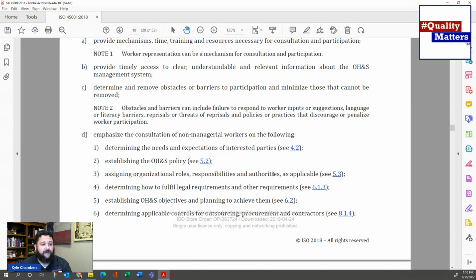Assigning organizational roles, responsibilities, and authorities. You don't think about this a lot, but like with the example of communication with a super, he needs to know what he is and is not authorized to do. These things need to be clear. What can I and can't I do?